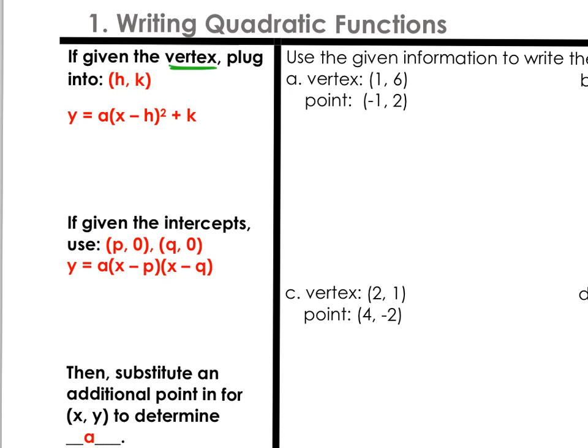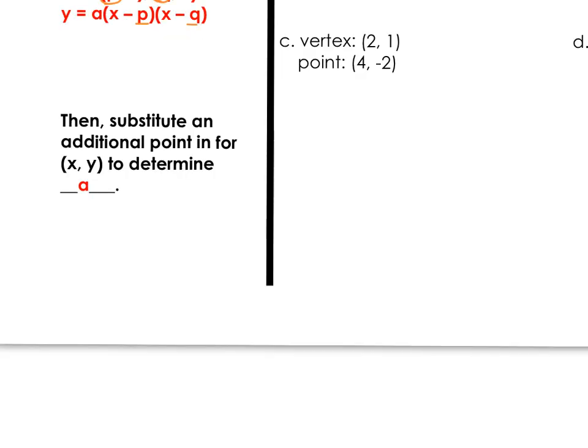If you know the vertex, if that's given information for you, substitute the h and the k in for h and k in the vertex form for a quadratic function. Otherwise, if you know the x-intercepts, use those values and plug them into the intercept form. So the first thing you have to do is just figure out what form you're going to work with and plug in those key features.